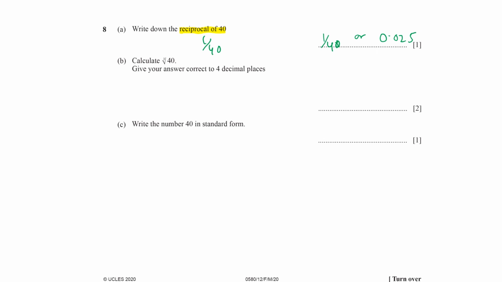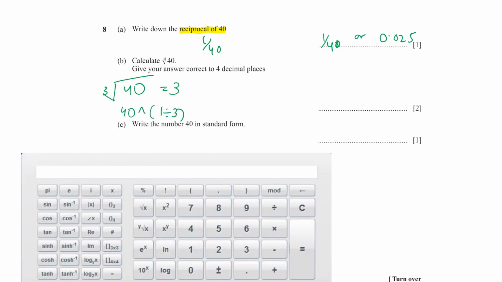Okay, now we have to calculate the cube root of 40. Give your answer correct to 4 decimal places. So what's the cube root of 40? We can do this in our calculator. There are two ways to write it. Either you can write cube root of 40, or you can write 40 to the power bracket 1 divide 3 in your calculator. Both will give you the same results.